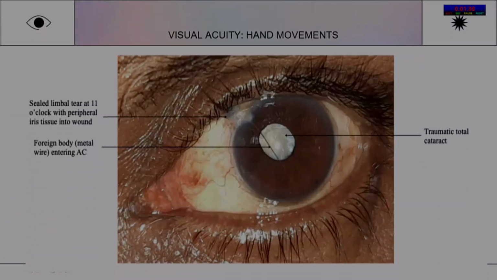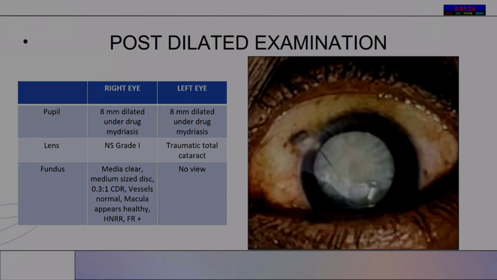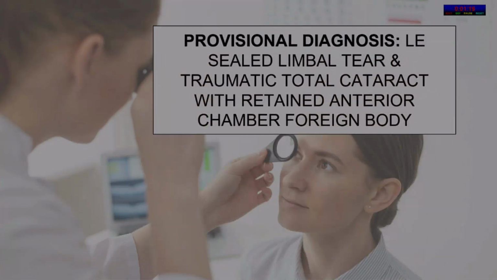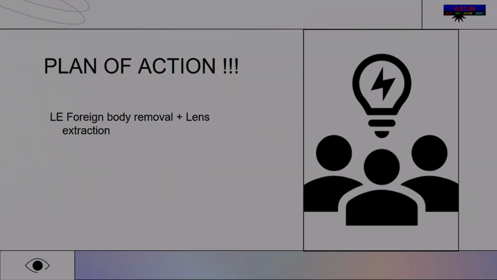So here you can see a self-sealed limbal tear at 11 o'clock position with the peripheral iris tissue in the wound, as well as the foreign body, which is the metal wire entering the anterior chamber, and also a traumatic total cataract. Our post-dilated examination revealed traumatic total cataract with no view of the fundus. So the provisional diagnosis was left eye self-sealed limbal tear and traumatic total cataract with retained anterior chamber foreign body. The scan was found to be normal. So what was our plan of action?